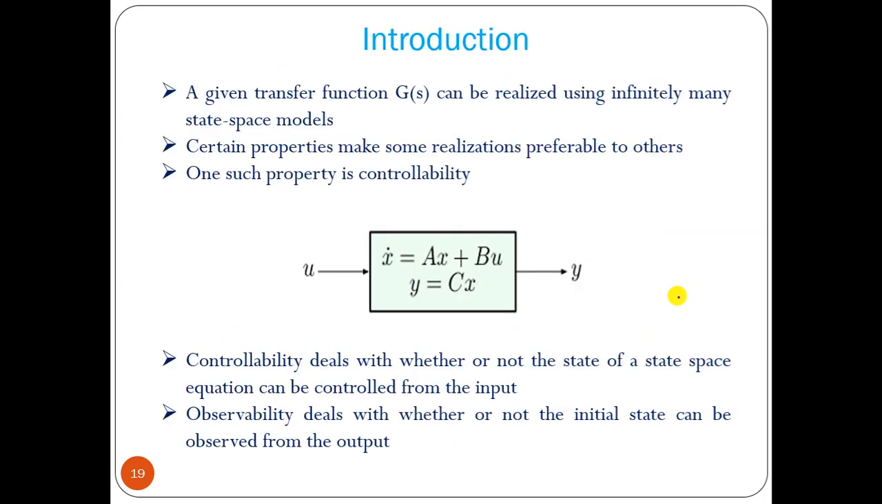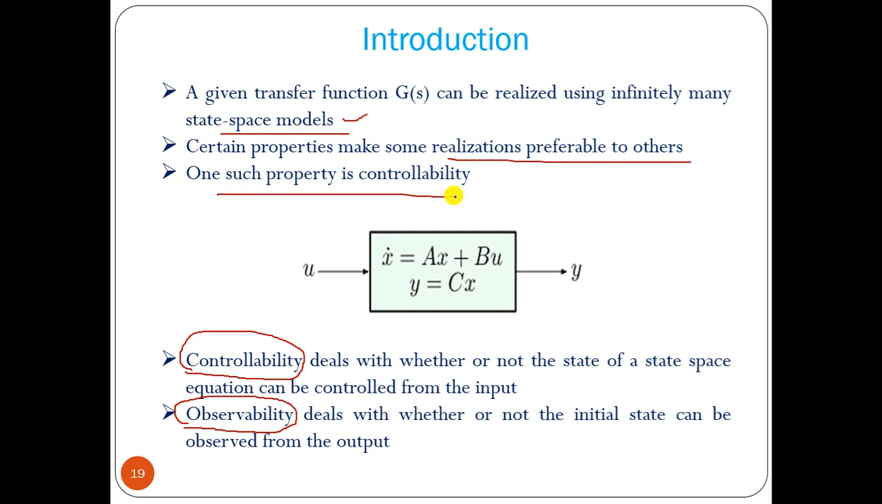Now let me explain two points, known as controllability and observability. A given transfer function can be realized using infinitely many state space models. Certain properties make some realizations preferable to others. One such property is called controllability, another one is observability.